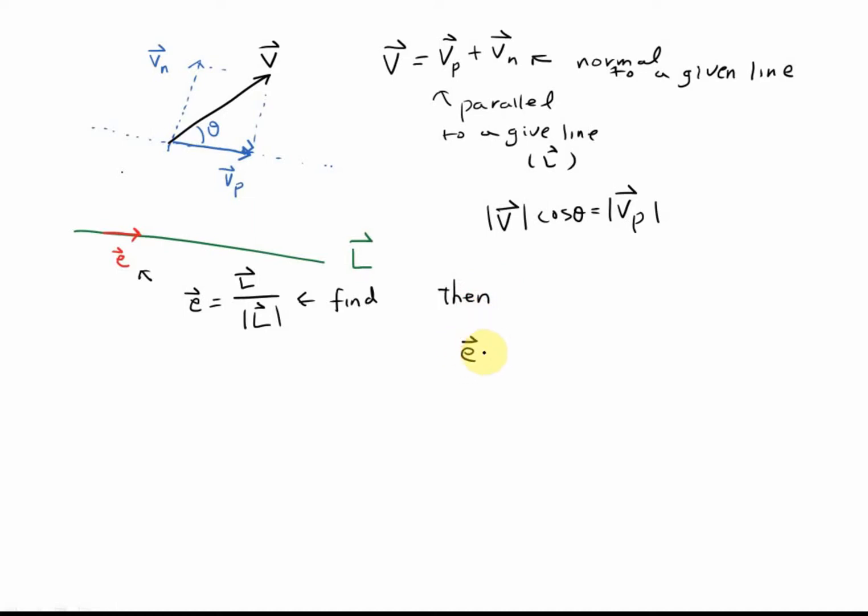Then you just do the dot product between the unit vector of the given line and the vector of your interest. If you follow the formula of the dot product, what should the cosine be? This one should be theta, because the vector direction is the same as here, so that should be cosine theta. And then we know that V cosine theta is V_P, so this one is V_P, and the magnitude of the unit vector is 1.